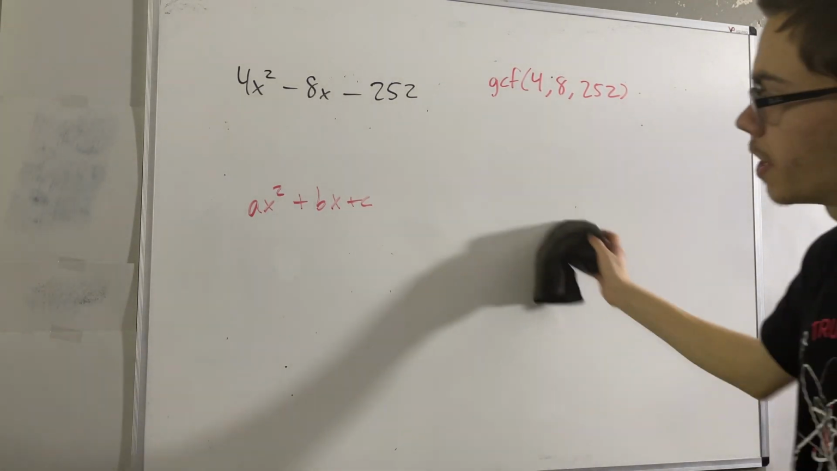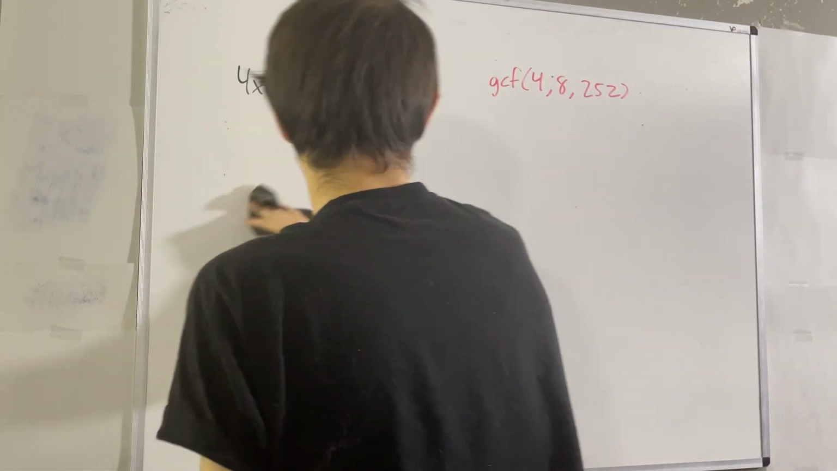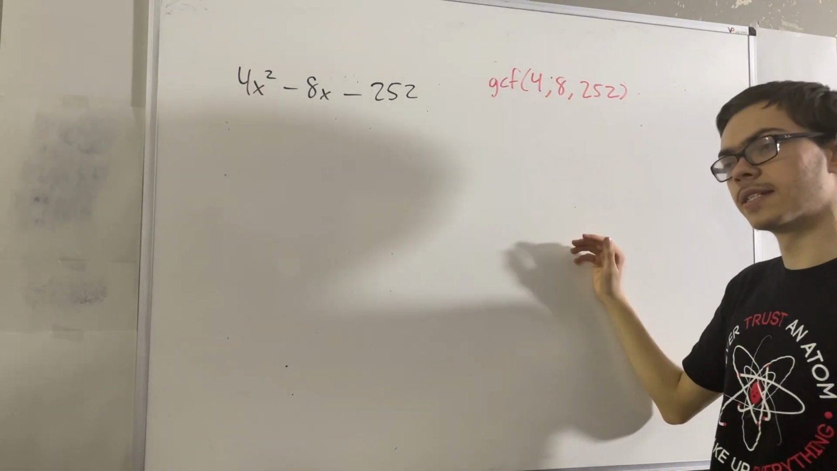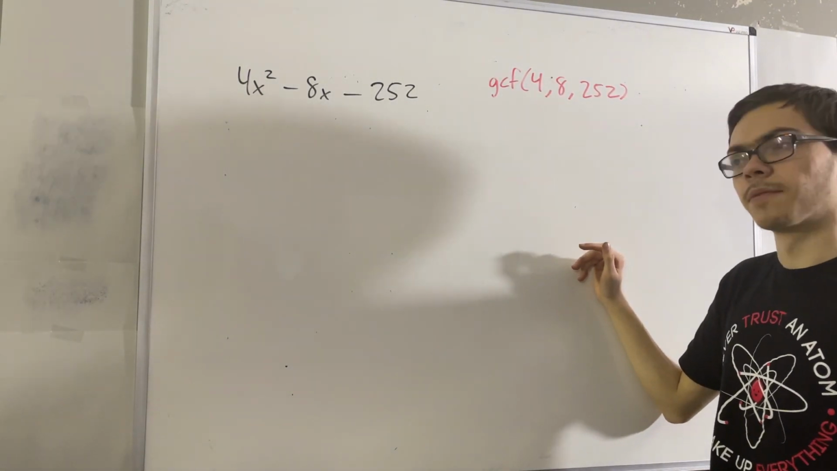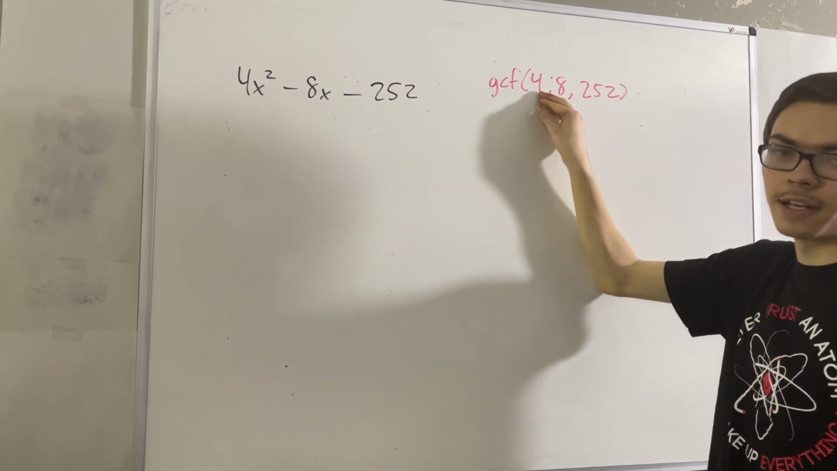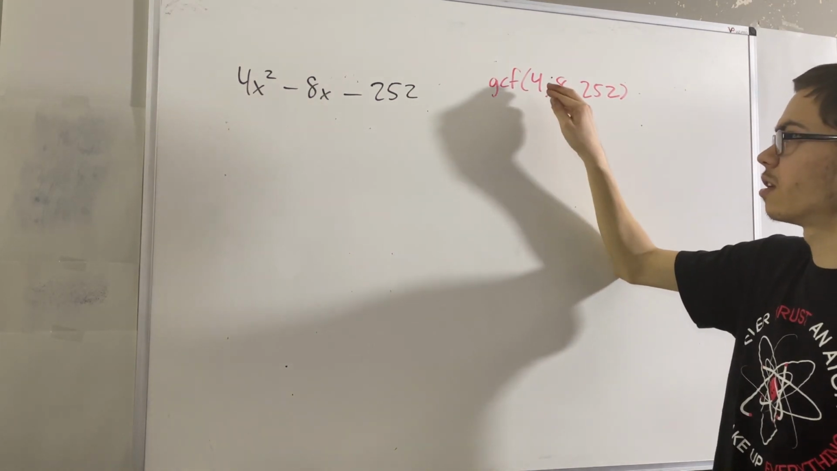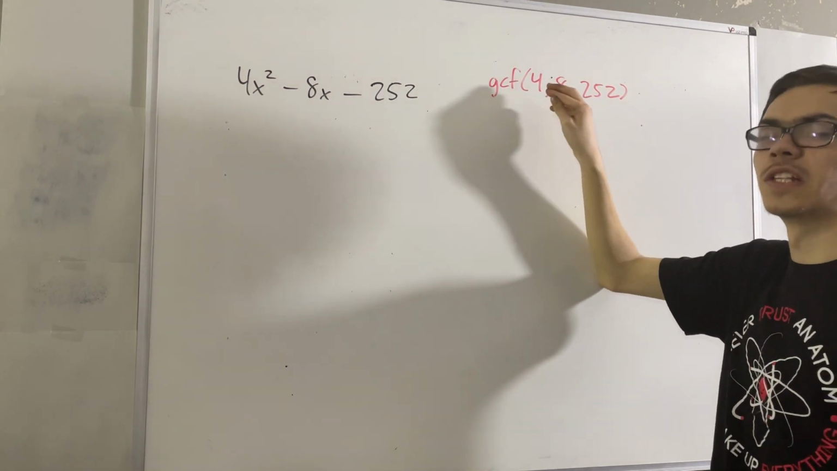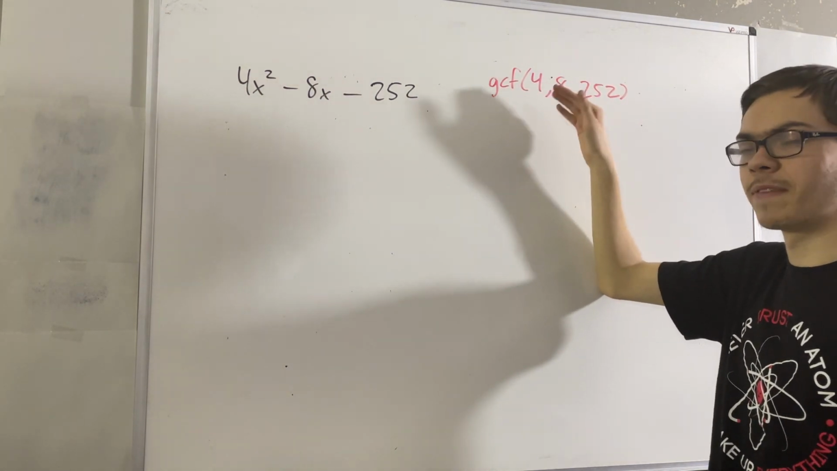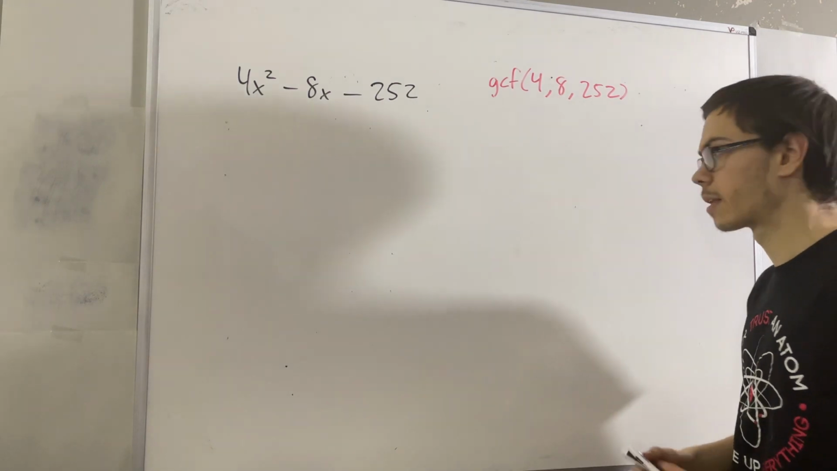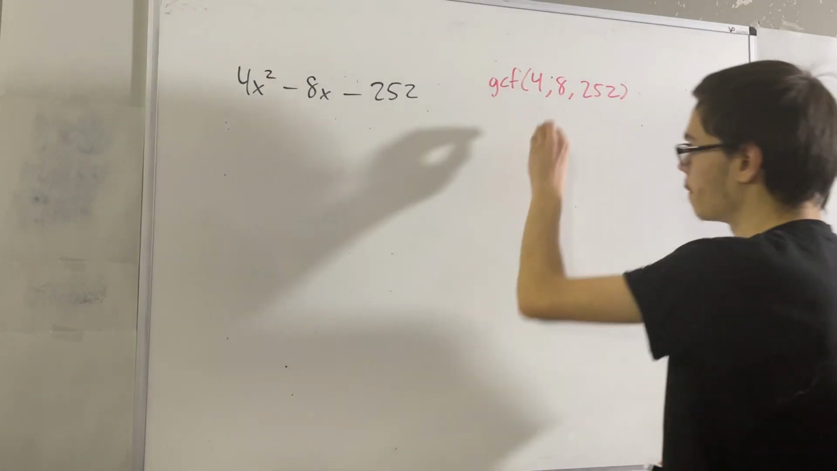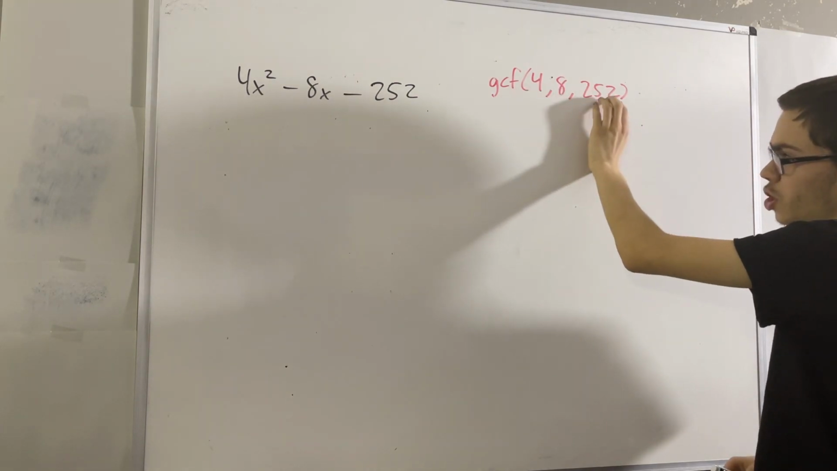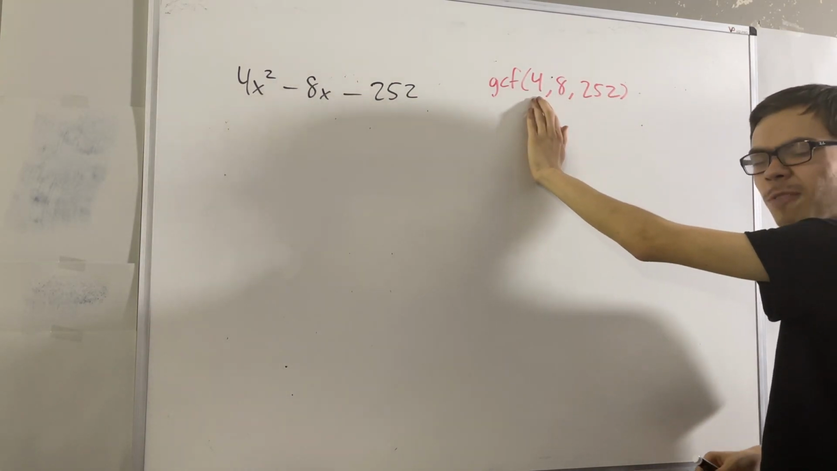And it's also pretty convenient to use the trick that we used last time, right? The greatest common factor of any set of numbers is not bigger than the smallest number in the set. So in other words, the greatest common factor of these 3 numbers cannot be any bigger than 4. 4 is the largest possible value for the greatest common factor of these 3 numbers. So if we check to see if 4 is the greatest common factor, well, 8 is divisible by 4, but is 252 divisible by 4?